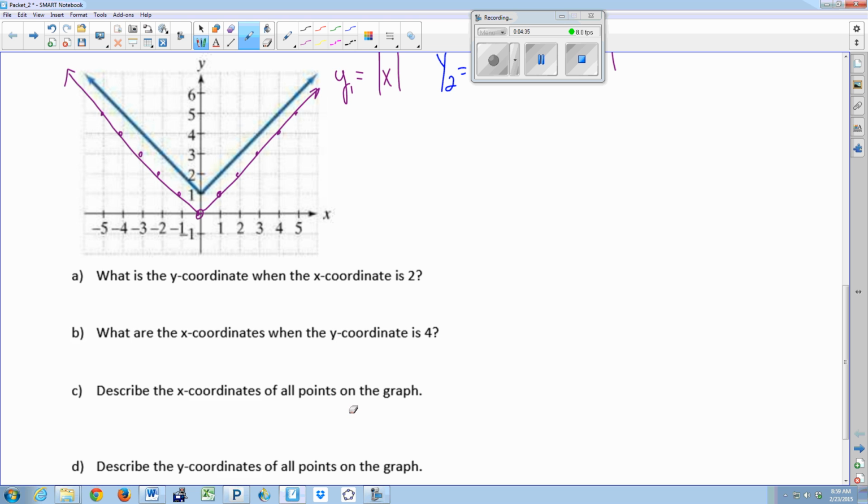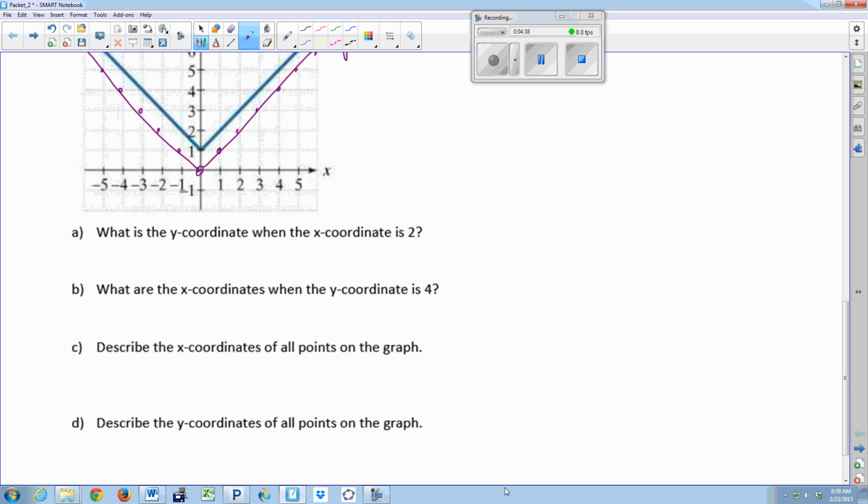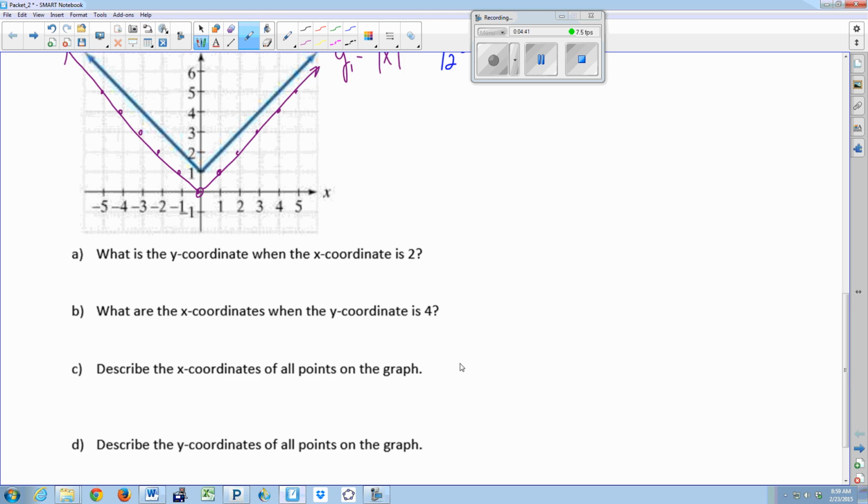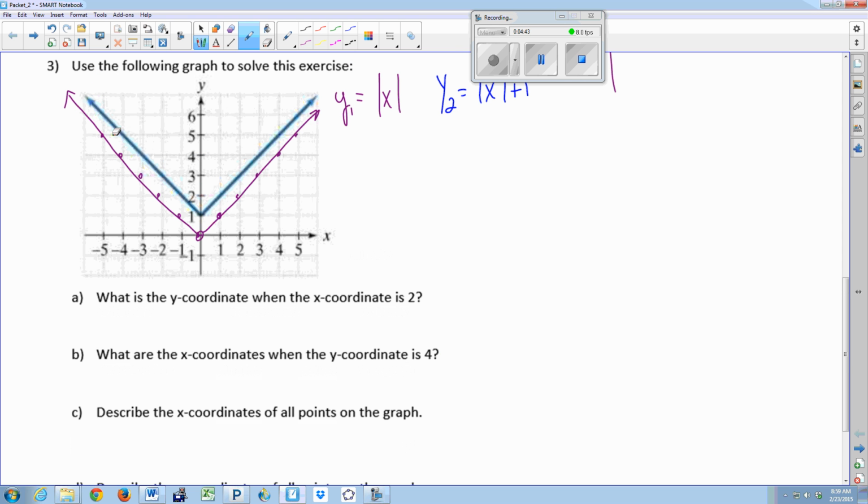All right. Everybody was fine. Now describe the x coordinates of all points on this graph. If you look at this graph, you see that these arrows go up in both directions to infinity, which means that there's no restrictions on any of these x values. So the x coordinates that you can plug into this graph, the absolute value of x plus 1, is every single x that lies on this number line. And the way you represent that with interval notation is negative infinity to infinity.